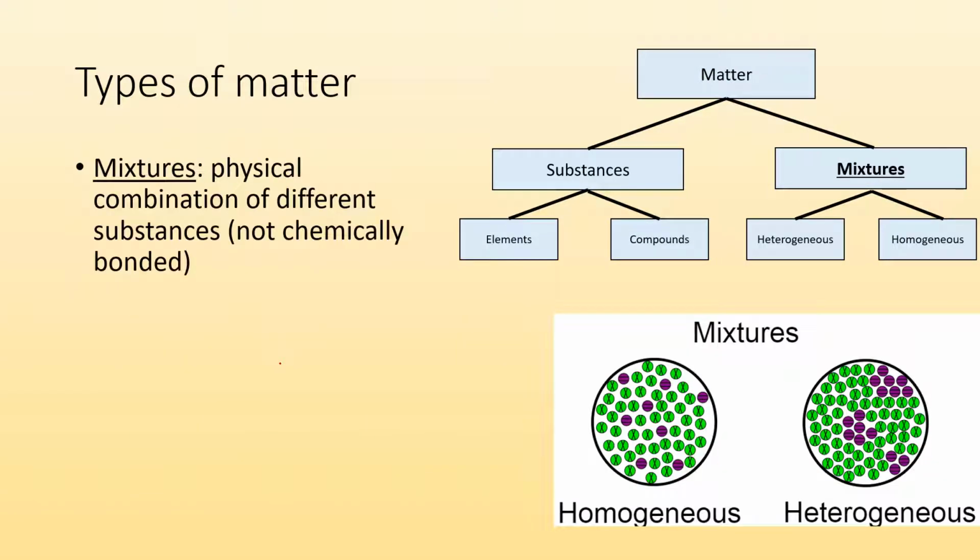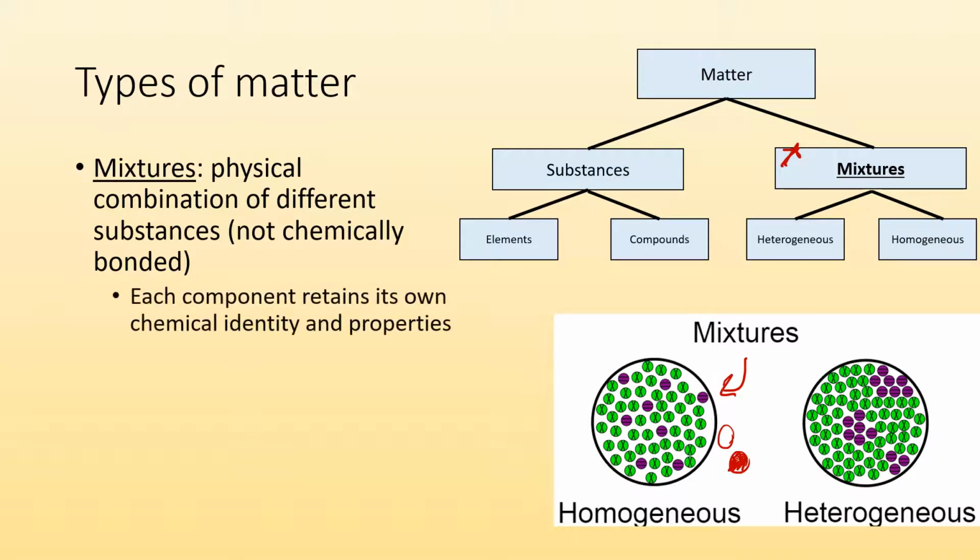If we take a look at mixtures, which is another type of matter, so mixtures, they're physically combined. So we have a combination, right? It's a physical combination of different substances. They're not chemically bonded. So in these images, you can see that they're separate atoms. They're not bonded together. They're just mixed together. So each component retains its own chemical identity and properties.